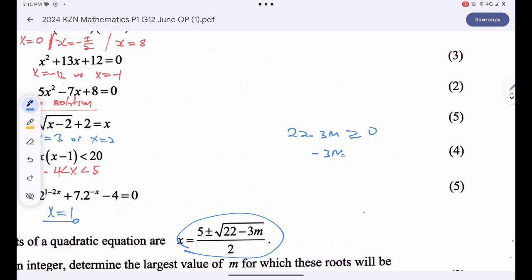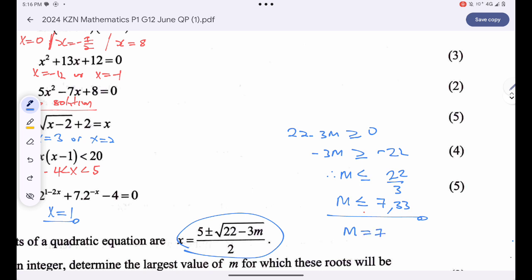That means negative 3m should be greater or equal to negative 22. Therefore, m is less or equal to 22 over 3. Whenever I divide both sides by a negative number, the sign of the inequality changes. So 22 over 3 is basically equal to 7.33, that means m is less or equal to 7.33. So since, guys, I was told that m is an integer, that simply means I must just pick the first integer which is less than 7.33. That means the first integer will simply be 7.